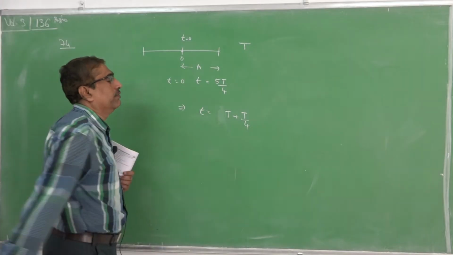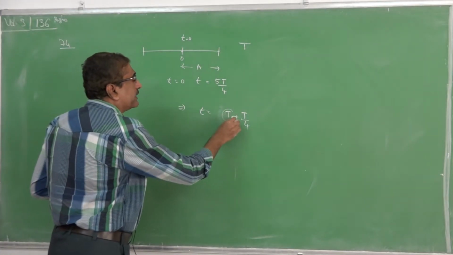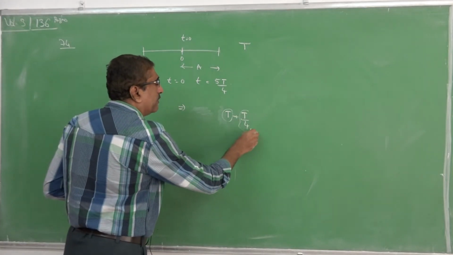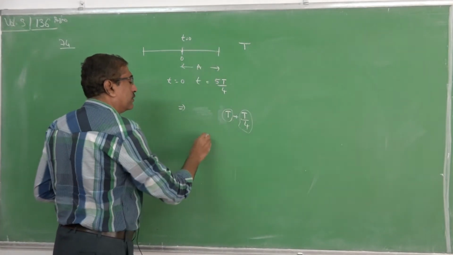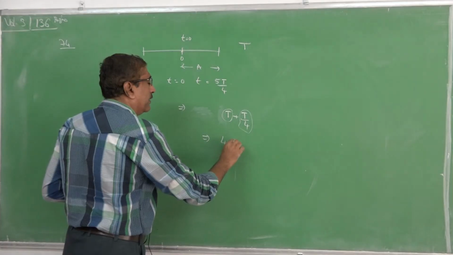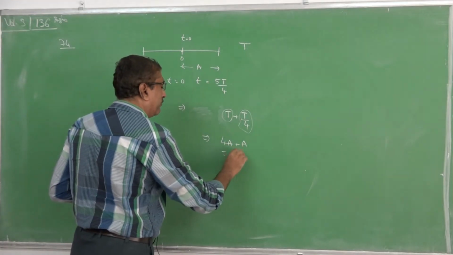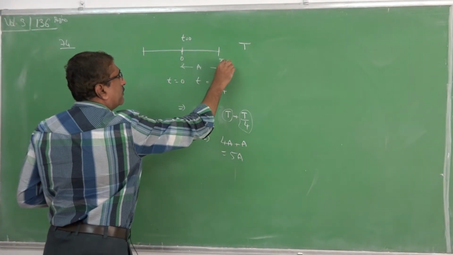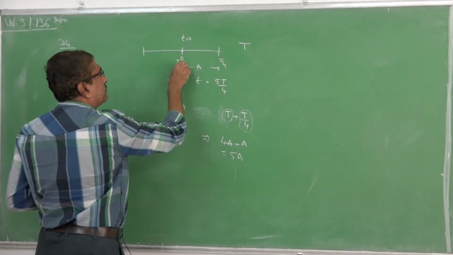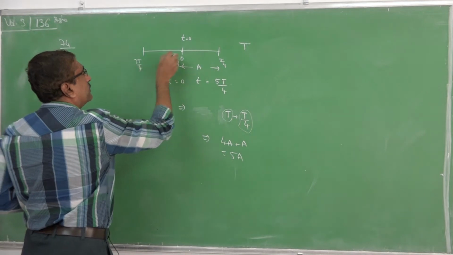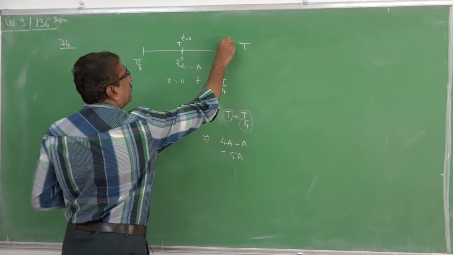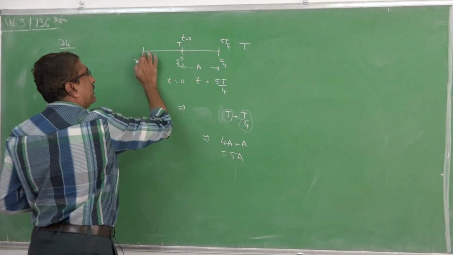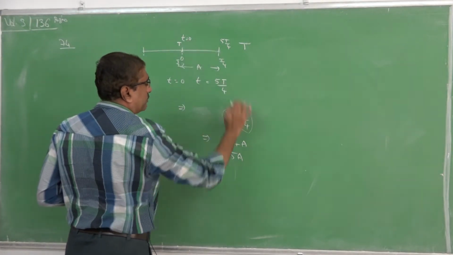So for every T it will cover 4A distance, and for T by 4 it covers A distance. So total it is 4A plus A, that is 5A distance. From 0 to here it is T by 4 at this position, then T by 2 at this position, 3T by 4 is this position, T at this position, and 5T by 4. So total A plus A, 3A, 4A plus A, total 5A.